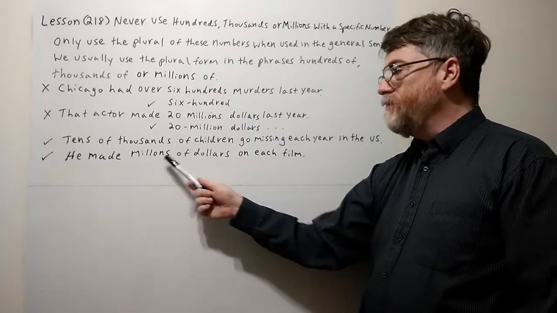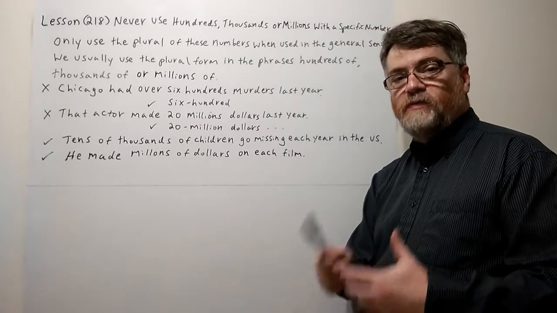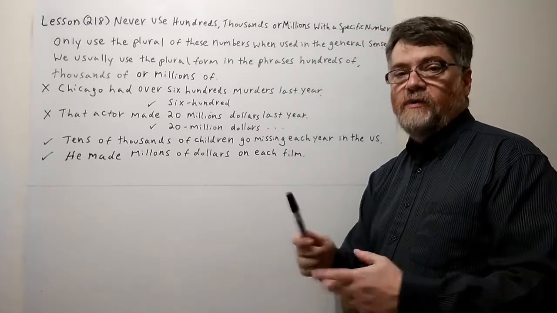So again, we use it with the phrase millions of, thousands of. You could use it in a phrase with hundreds of. But with a specific number, you don't use the plural.